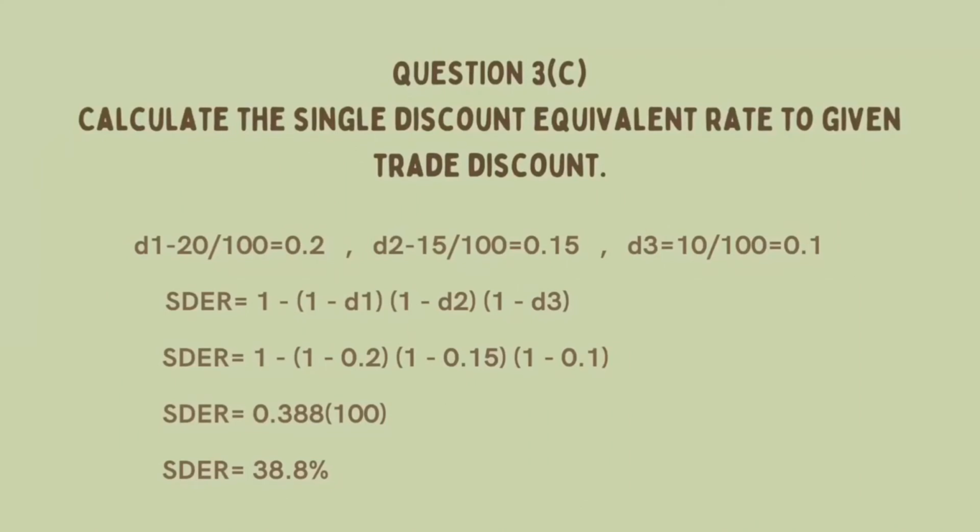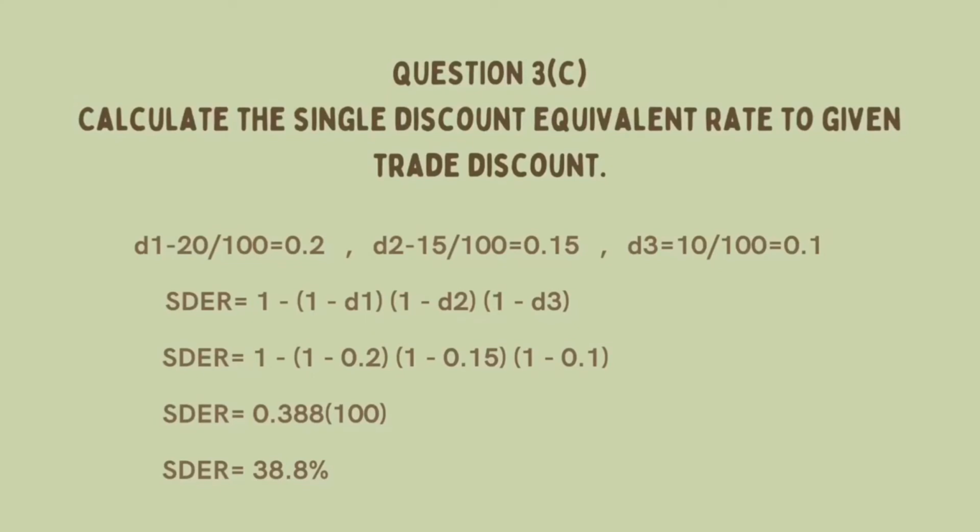For question C, calculate the single discount equivalent rate to given trade discount. For this question, we're going to use formula SDER equal to 1 minus bracket 1 minus D1 bracket 1 minus D2 bracket 1 minus D3 bracket. But before that, we're going to change the given trade discount from percentage to decimal point by dividing it by 100. So for D1, which is 20% divided by 100 equals to 0.2. D2, which is 15% divided by 100 equal to 0.15. And D3, which is 10% divided by 100 equal to 0.1.